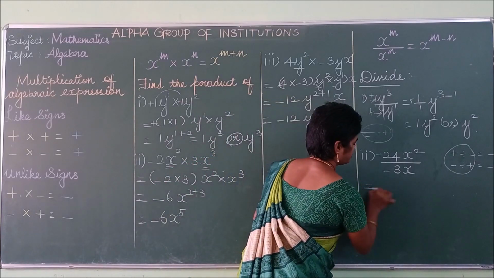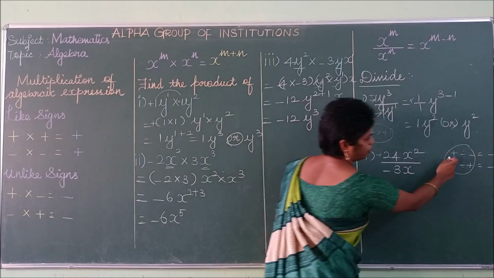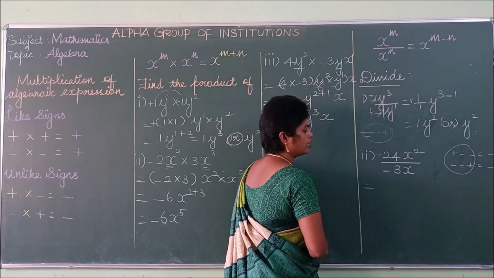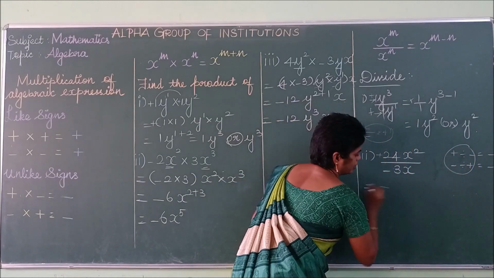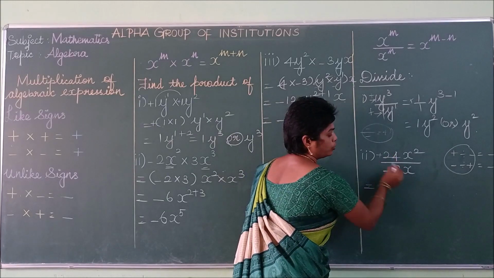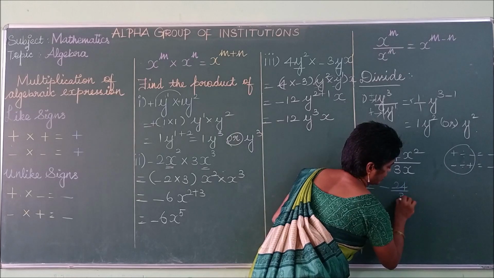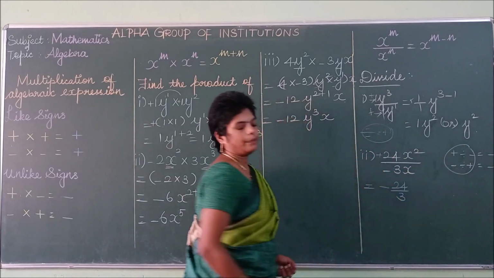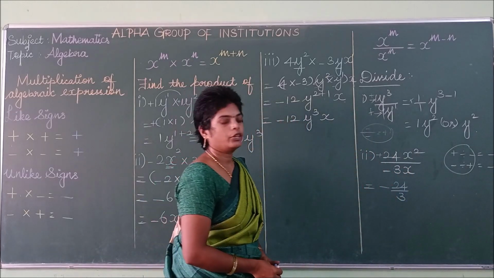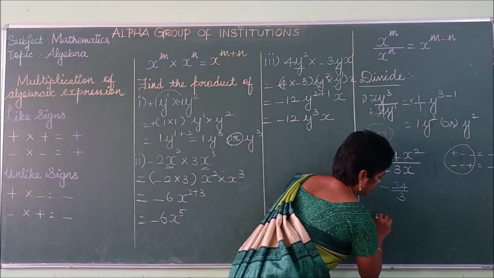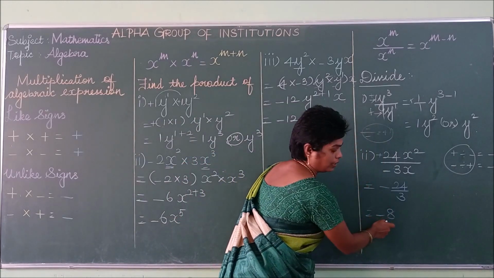So both have different signs, so our answer will be negative. You write that negative value. Then you divide the coefficients: 24 divided by 3. In the 3 table, how many times does 24 come? 24 comes as 8 times. So negative sign and 8.